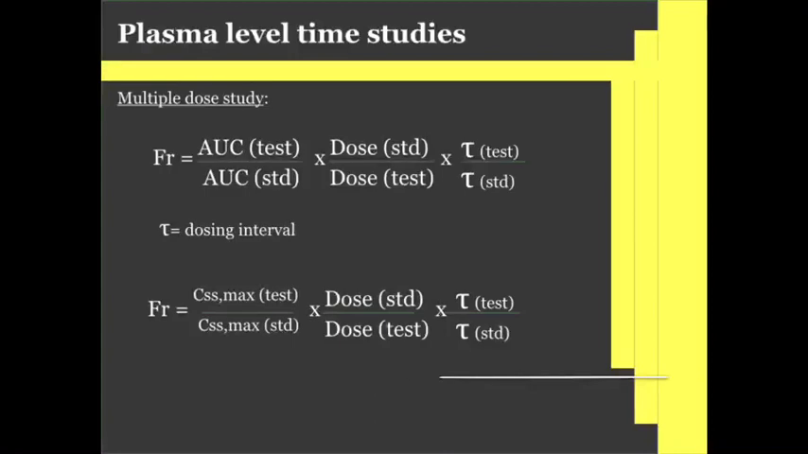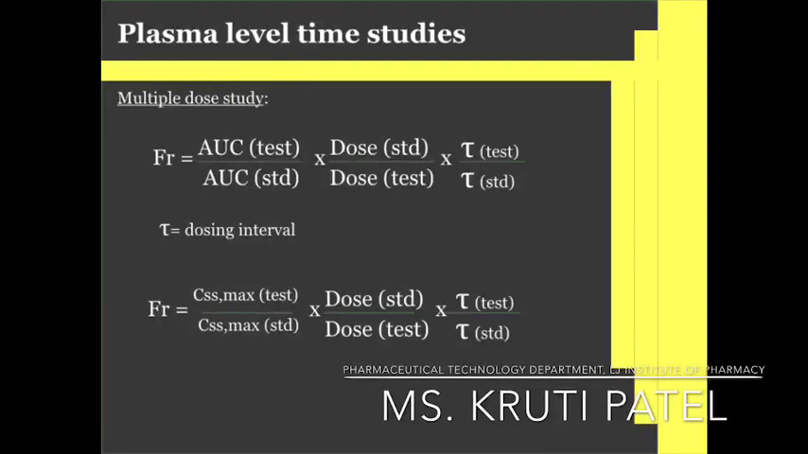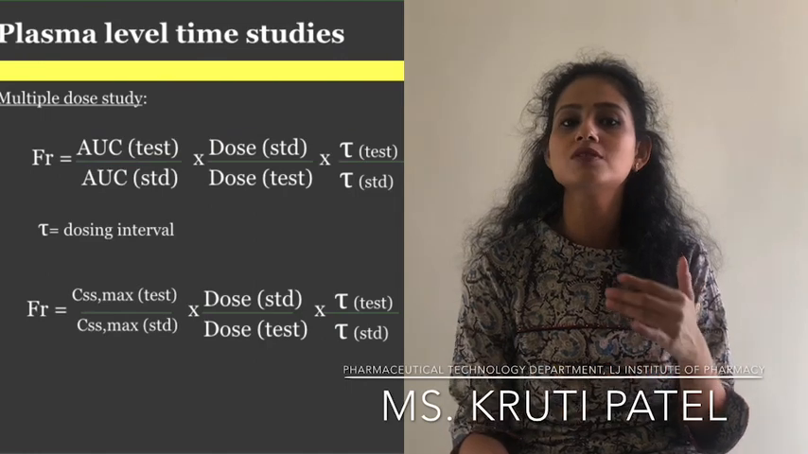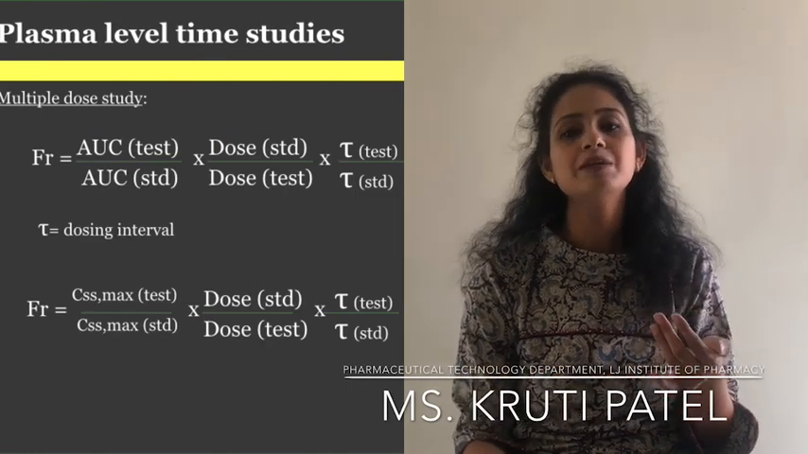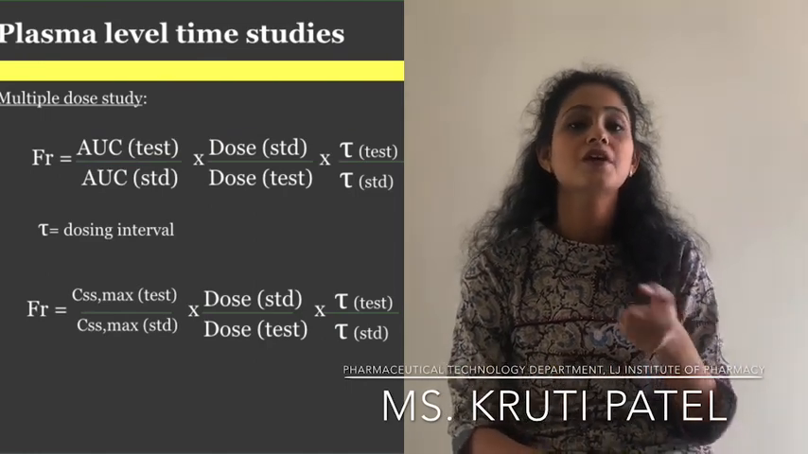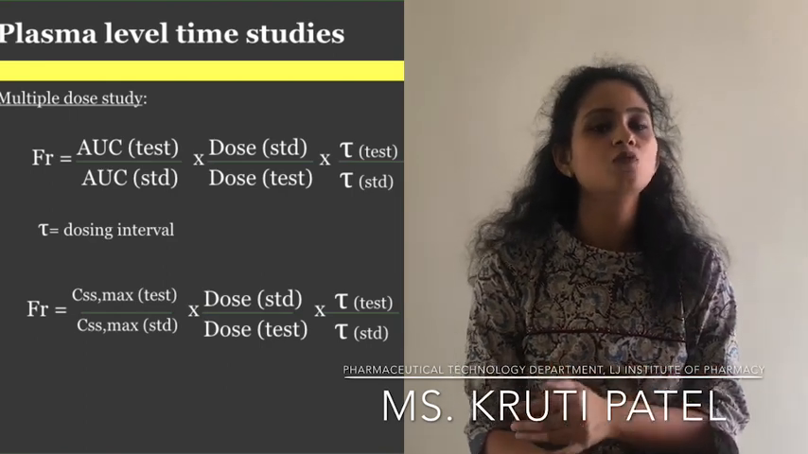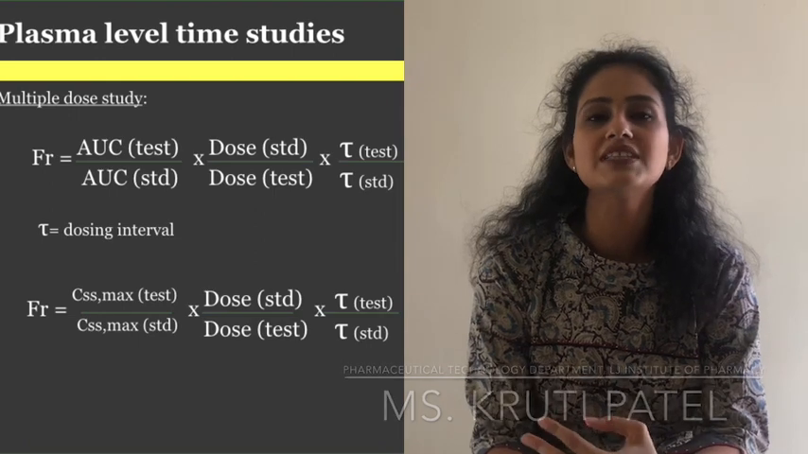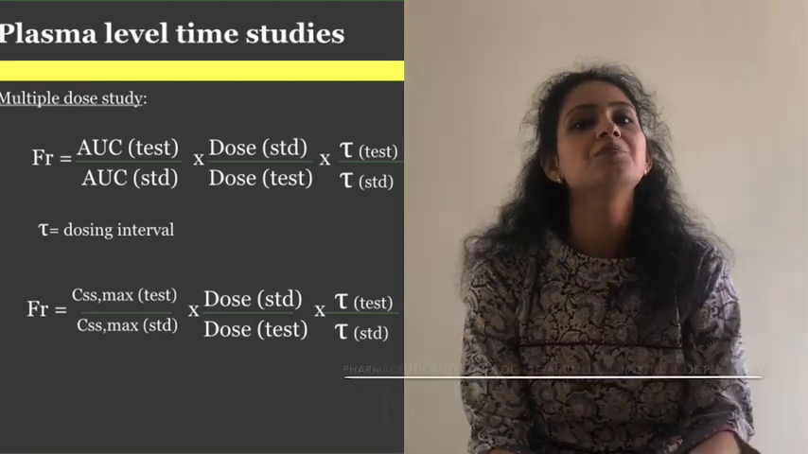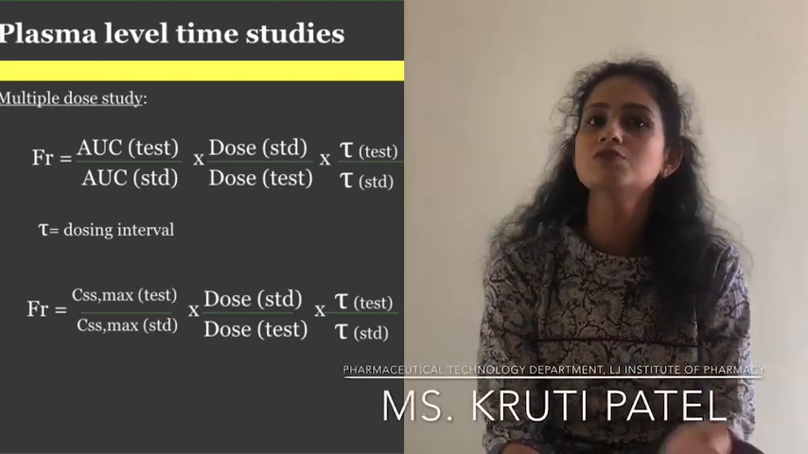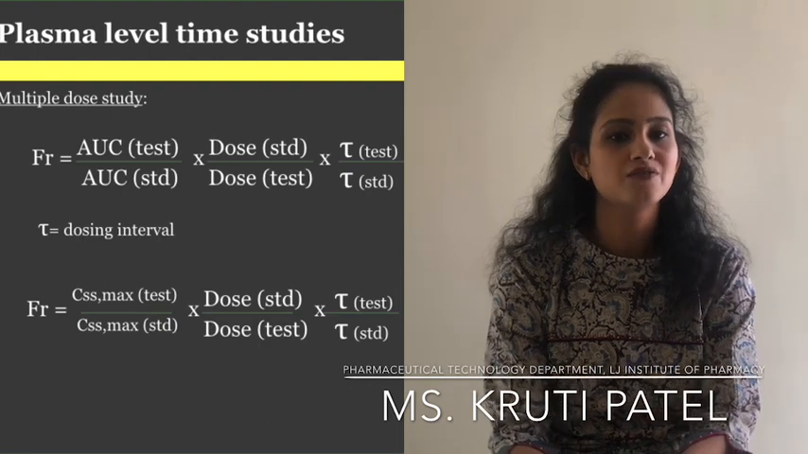When you look at the equation for the multiple dose study, FR is equal to AUC test upon AUC standard, multiplied by dose standard upon dose test, multiplied by tau test upon tau standard. Now all the terms you know except tau. Tau means the dosing interval, at what time interval you are administering the drug. You have to add that, and then you can easily get the relative bioavailability.